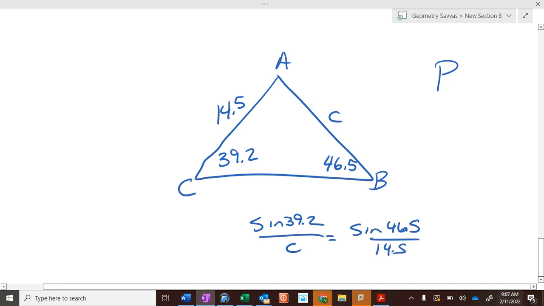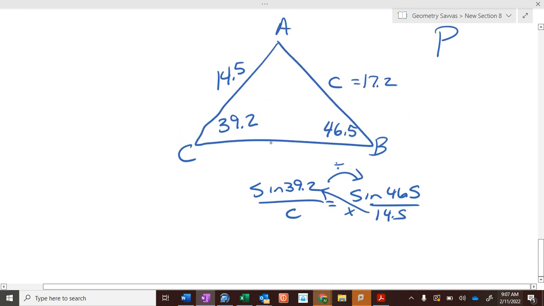What do we get? 14.5 times the sine of 39.2 divided by 46.5. What do we get for C? 17.2. Okay, now we got to find side A, right? Well, to find side A, we got to find that angle up there. So take 180 minus 39.2 minus 46.5.